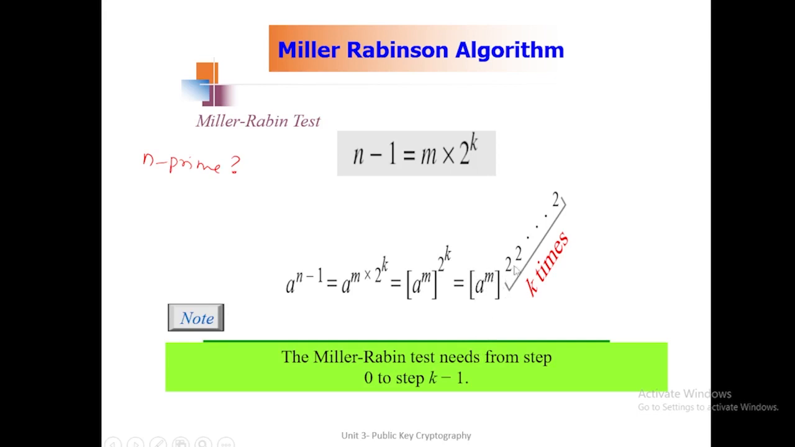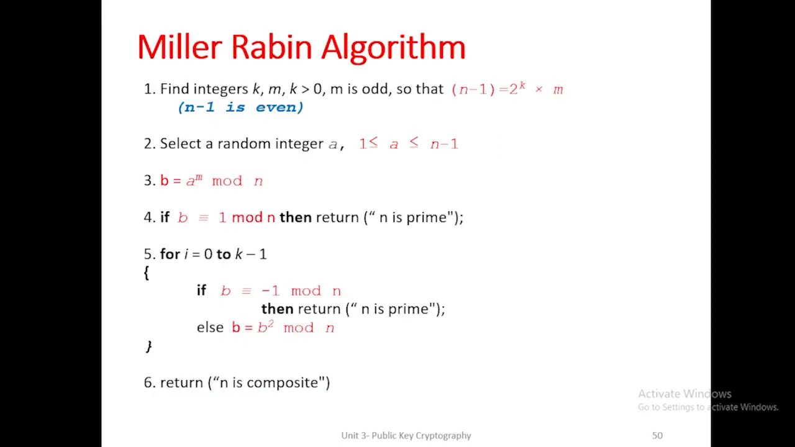This should be powered, that means this should be multiplied by 2 at k times. K times means it starts from 0 to k minus 1. So this is the logic. What is the minimum a value I want to take? You can take a minimum a value as 2. So you try a value as 2, and calculate 2 power m. If it is satisfied, you stop the procedure and display it as m. Otherwise, you repeat this process for k times. So this is the overview idea of the Miller-Rabin algorithm.